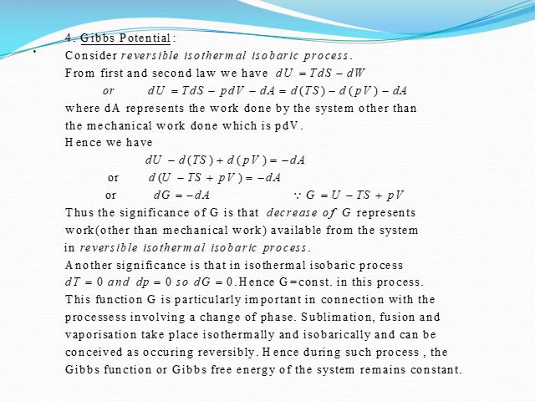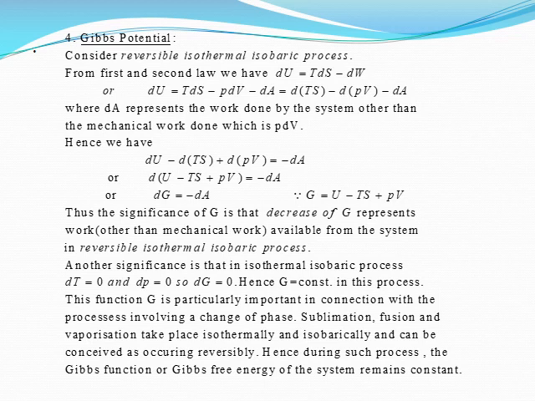Now we look into the significance of Gibbs potential. Consider a reversible isothermal isobaric process. From the first and second law, we can write dU is equal to TdS minus dW. That is dU is equal to TdS minus PdV minus dA, equals d of TS minus d of PV minus dA, where dA represents the work done by the system other than the mechanical work done, which is PdV. Hence we have dU minus d of TS plus d of PV is equal to minus dA, or d of U minus TS plus PV is equal to minus dA. But U minus TS plus PV represents G, so the above equation becomes dG is equal to minus dA. Therefore the significance of G is that the decrease of G represents work other than mechanical work available from the system in a reversible isothermal isobaric process.